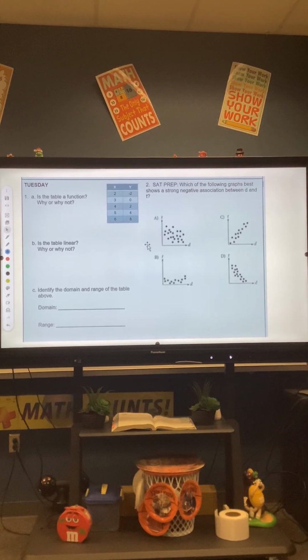How many people said linear? Give me a show of hands. Non-linear. Is it a constant rate of change? No, no, no. Yes, yes, yes. You looking at me for an answer? Okay, that's great today.